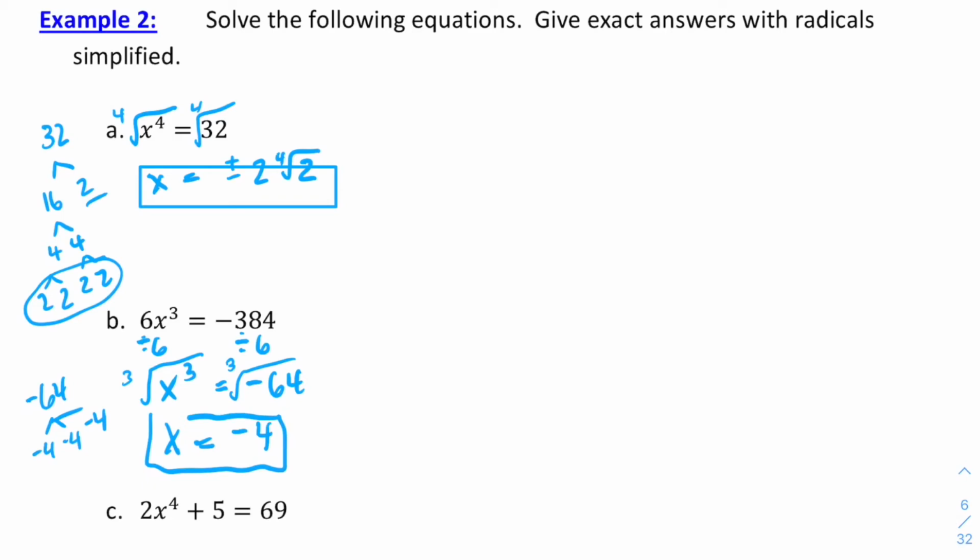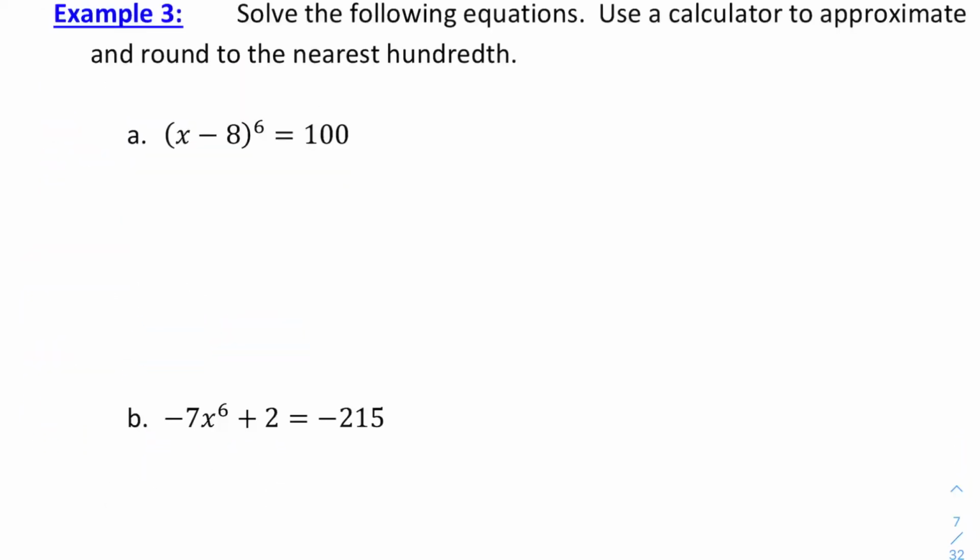Now that was an odd root, third root, fifth root, all those are just going to match the sign of the original number. So it was a negative, so we're going to have cube root of negative 64 equals negative 4. We're now going to approximate some. So here, the entire quantity x minus 8 is raised to the 6th power. So I'm going to go ahead and undo that first by taking the 6th root.